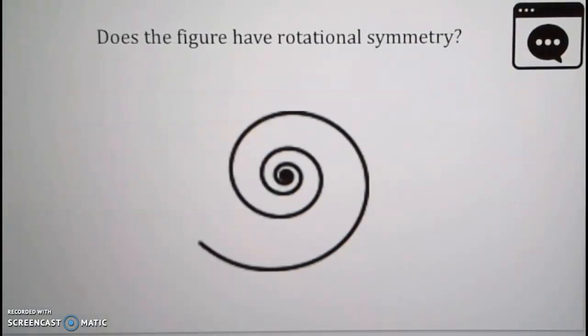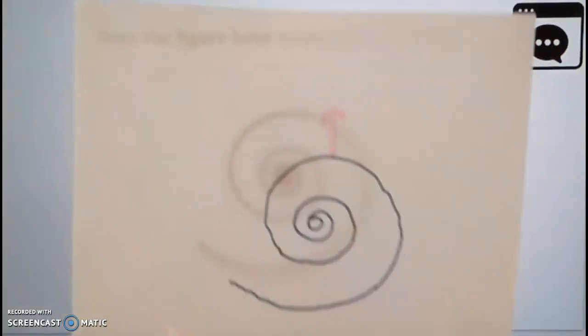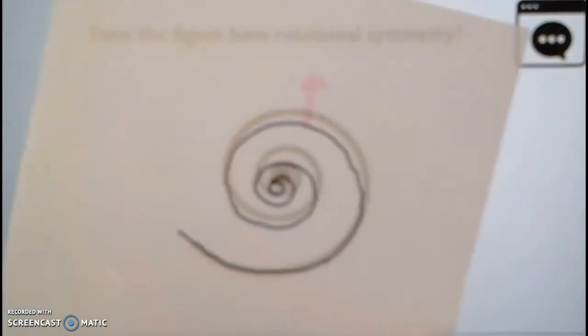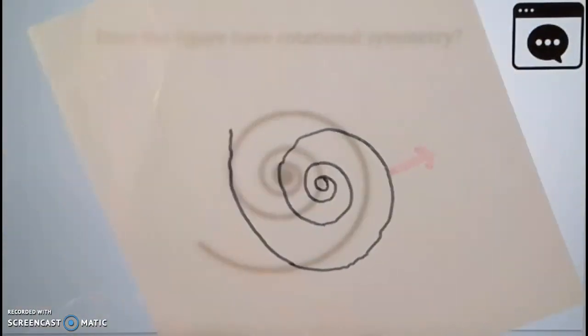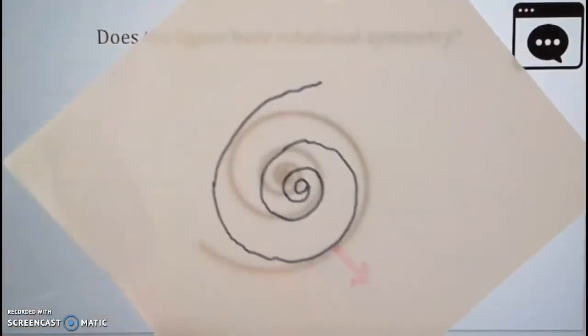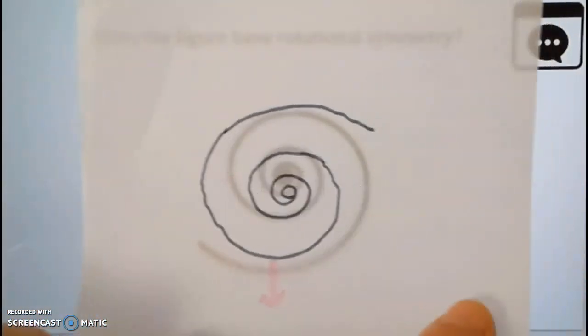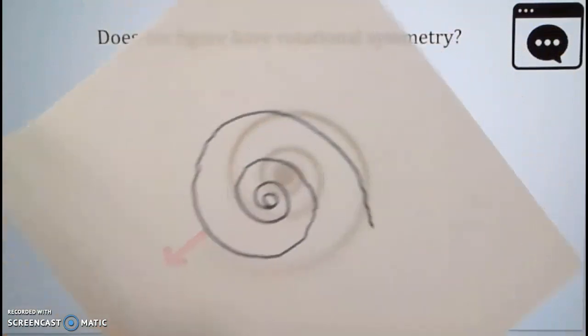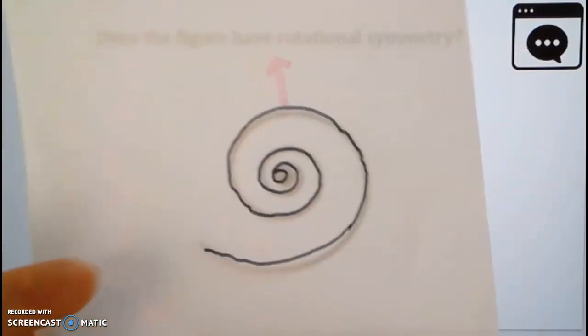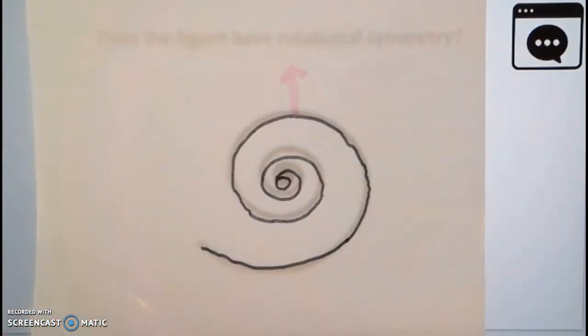What about this image? What do you think? Does this figure have rotational symmetry? Think about it. Now, if I was to trace it again, can I turn it in such a way it will match up exactly? I'm turning and turning and turning. It's not matching. It's not matching. And then finally, when I get to full turn, it matches.